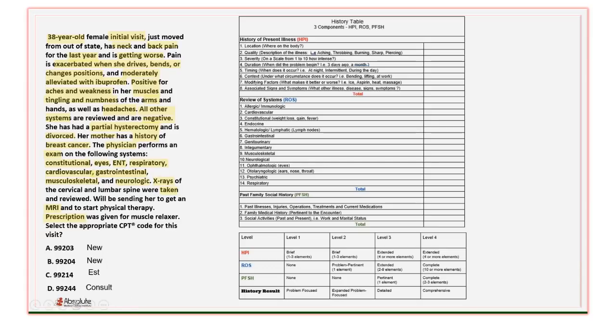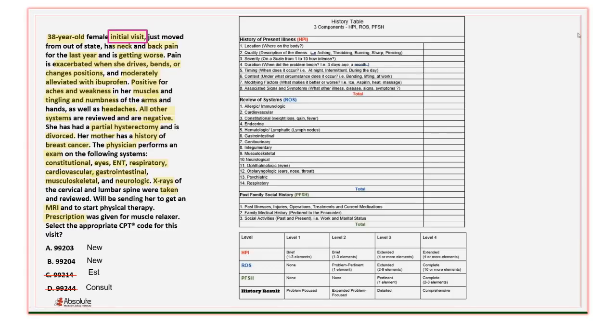First of all, is this a consultation? Well, looking at my scenario, I don't see anything about a consultation. I don't see anything about one doctor requesting another doctor to see this patient. So I know that this is not a consultation. Now, going up here, it says that this is an initial visit, meaning this is a new patient. This is her first visit, so she would definitely not be established. So that means right off the bat, I can eliminate C and D.